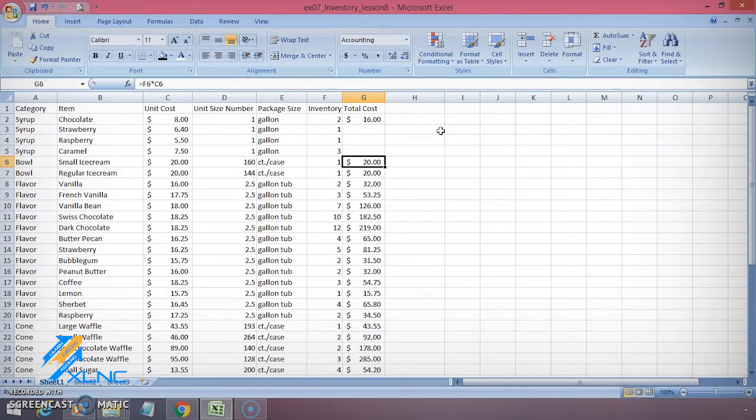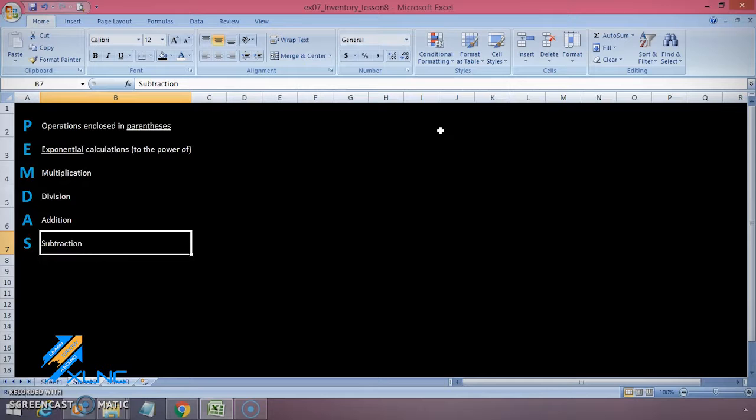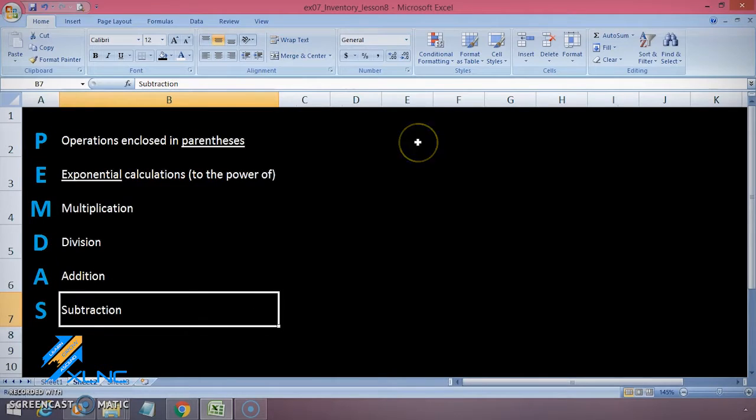First in the order is parentheses. Operations that are enclosed in parentheses are completed first. Next, we have exponents. Calculations that involve exponents, such as 2 to the second power, are completed next. I have a guess that most of the spreadsheets you work with will not use exponents, but this is part of basic mathematics. The next steps in the order are multiplication and division.